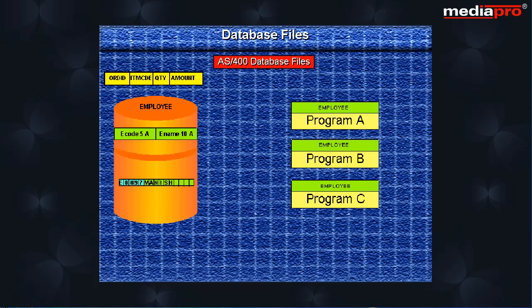AS400 database files, on the other hand, are externally defined. The data definitions are stored along with the data itself. Programs that need to use the data will only contain a reference to the database file. The compiler will pull in the data definitions from the database file when the programs are being compiled. Any changes that are made to the format of the data will have to be made only in one place, that is, in the database file itself.